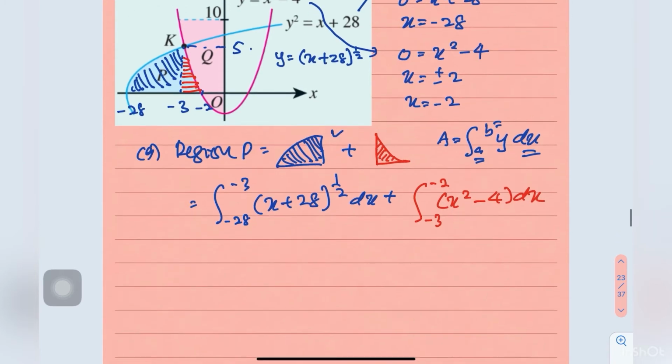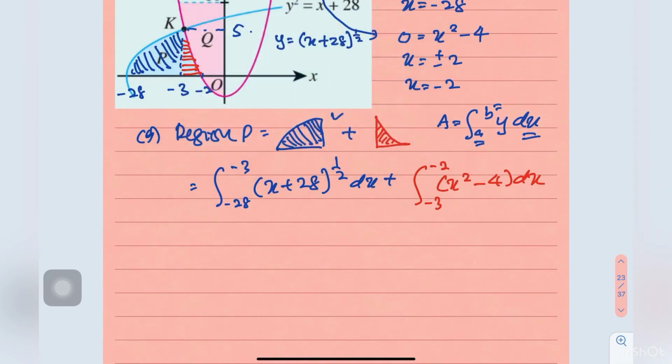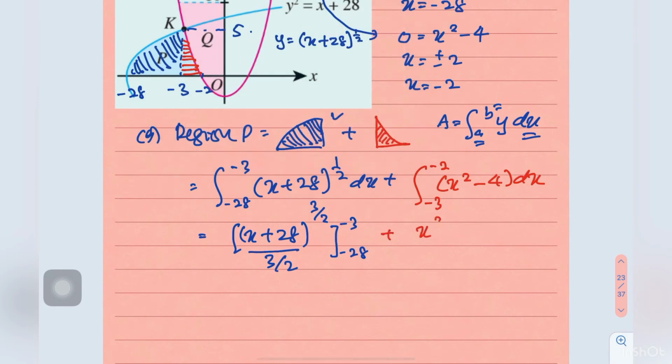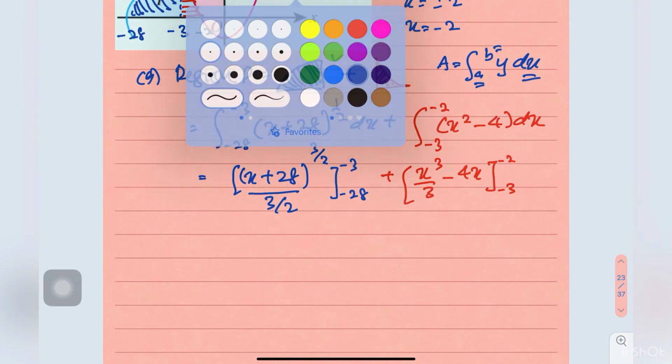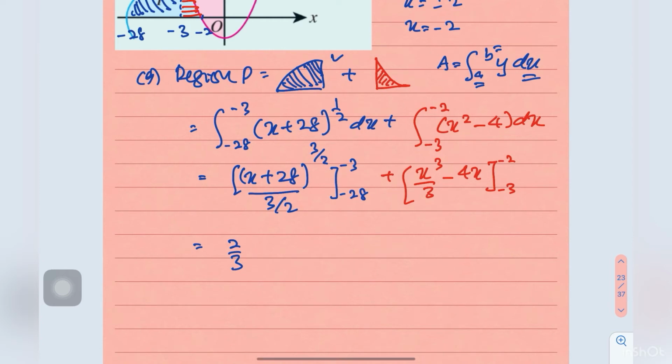Okay, so the rest we just integrate and substitute the limit. So this one becomes (x + 28)^(3/2) over 3/2, from negative 3 to negative 28. Plus this one, x cubed over 3 minus 4x, from negative 2 to negative 3. Okay, so we solve this. So this one becomes 2 over 3. So x is negative 3 plus 28 to the power of 3 over 2, minus 2 over 3, negative 28 plus 28 to the power of 3 over 2.